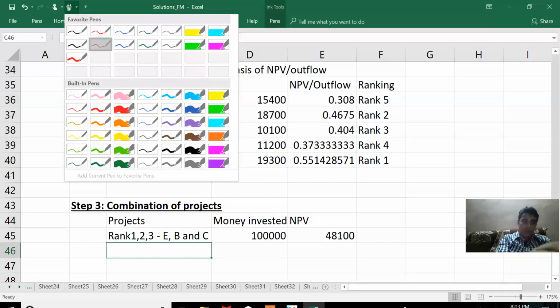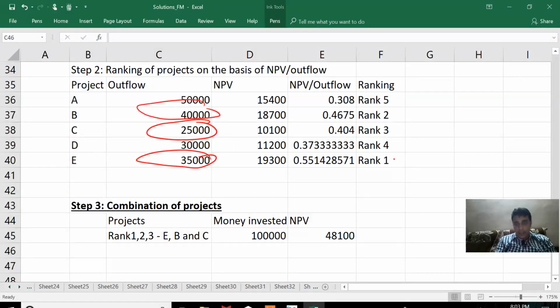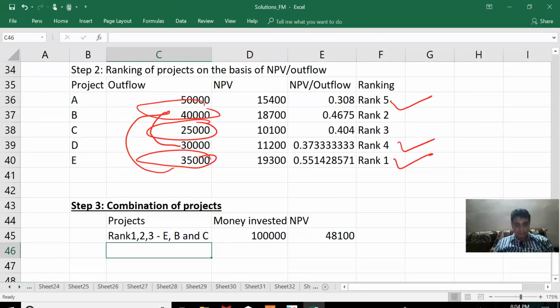I will try doing various multiple combinations. Then I'll do rank 1, rank 2 and rank 4. Like 1, 2, 3, we'll see whether rank 1, 2 and 4 is possible. 35, 75 and 1,05,000. You can do rank 1, 2 and 4. It's possible within the available limit. So my next combination is rank 1, 2, 4. This will take away E, B and D.